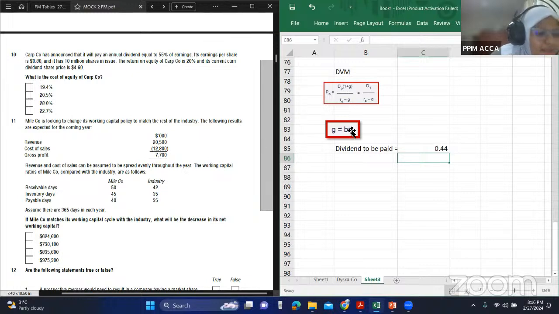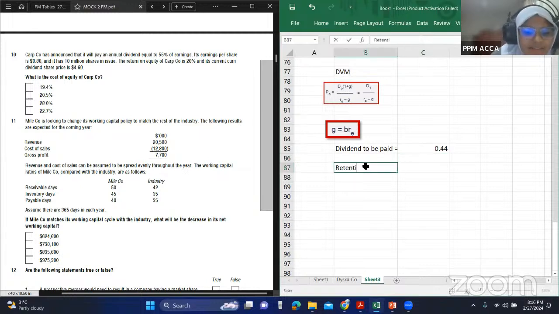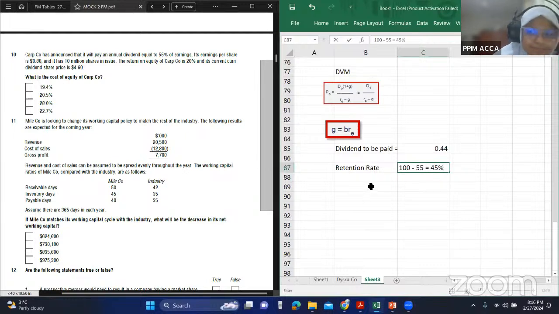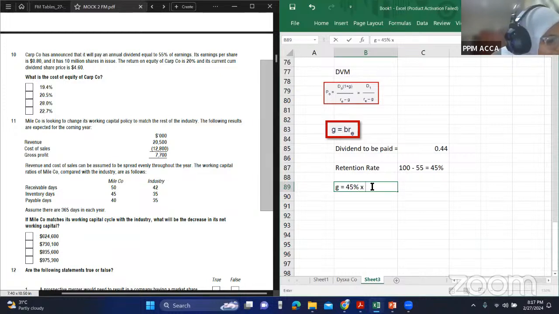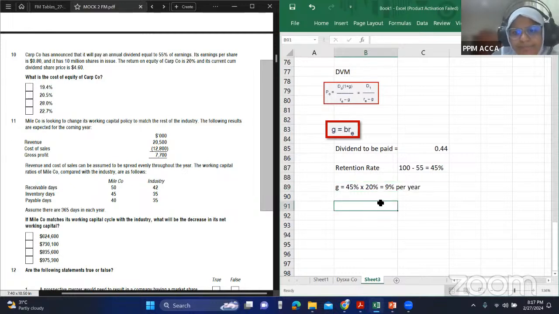Now we know that g equals br. Okay. So in that br, we need to know the retention rate. How much is the retention rate? 100 minus the payout rate, which is 55. So the retention rate is actually 45%. Okay. So if we want to get growth, that is going to be the retention rate, which is 45%, multiplied by the return on equity. They're telling you that it is 20%. So the growth we're talking about is 9% per year. That's the growth. Okay, so we have the growth.